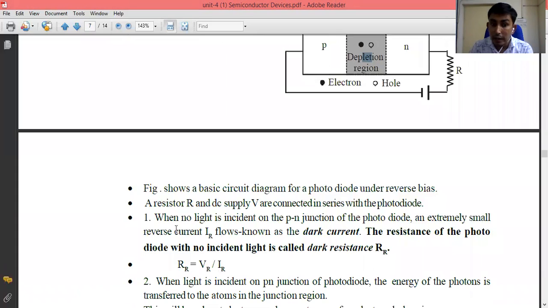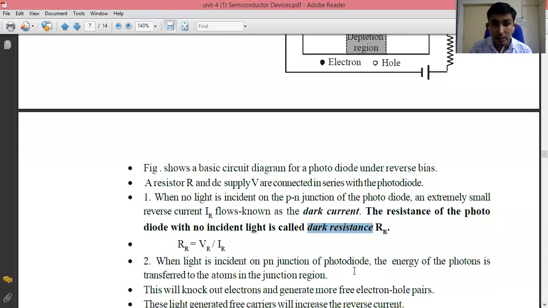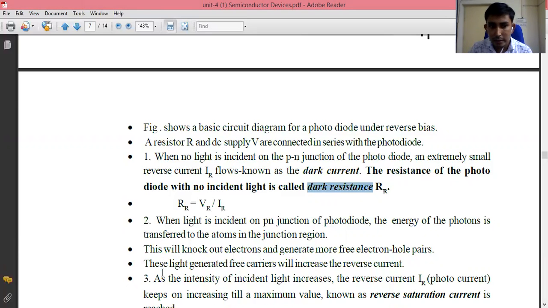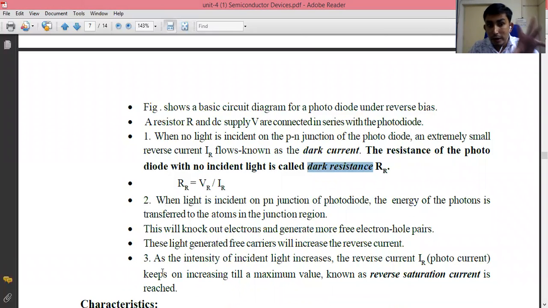will flow, and that extremely small reverse current is called the dark current. The resistance offered by the photodiode is called the dark resistance, and its value is given as the ratio of reverse voltage to the reverse current. This is about the dark current. When no light is incident on the junction of the photodiode, the reverse current that flows is called the dark current.